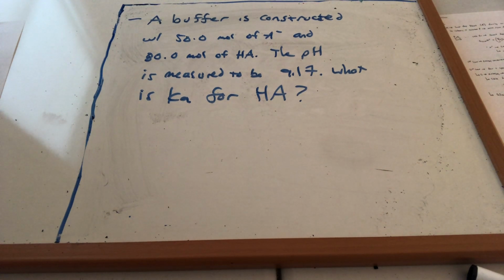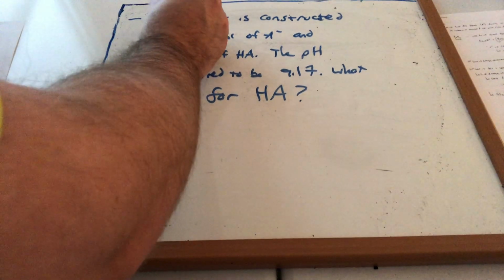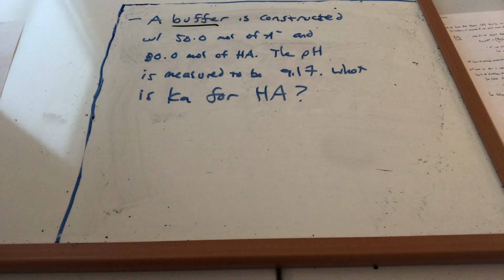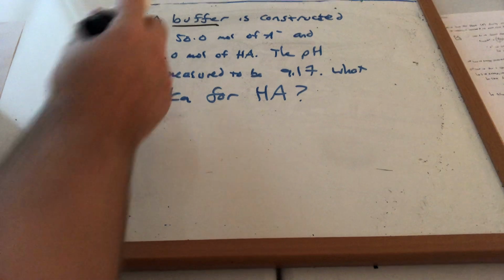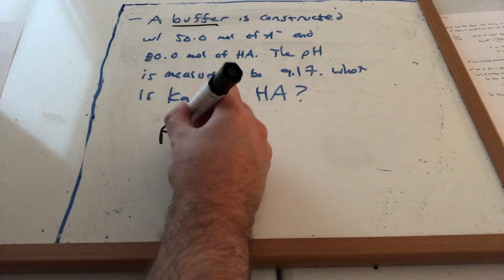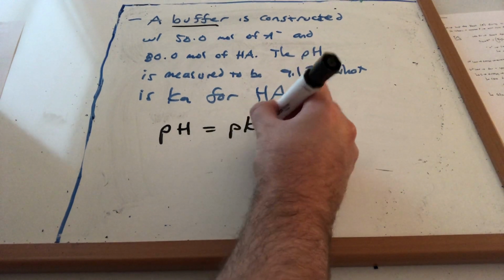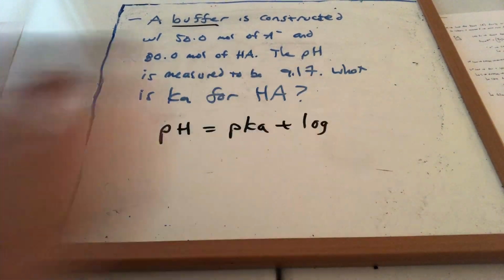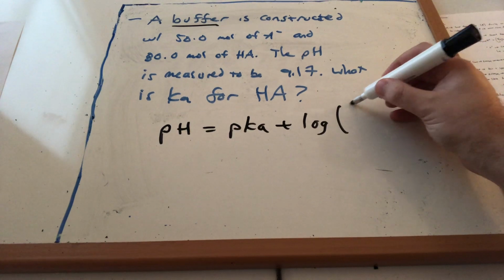So we have a general acid HA. We're given some measurements. We're told, importantly, keyword identification, that we have a buffer. Okay? We have a buffer. We're going to have to calculate something. We're given moles. We're given a pH. We have to write the Henderson-Hasselbalch equation down as a starting point.